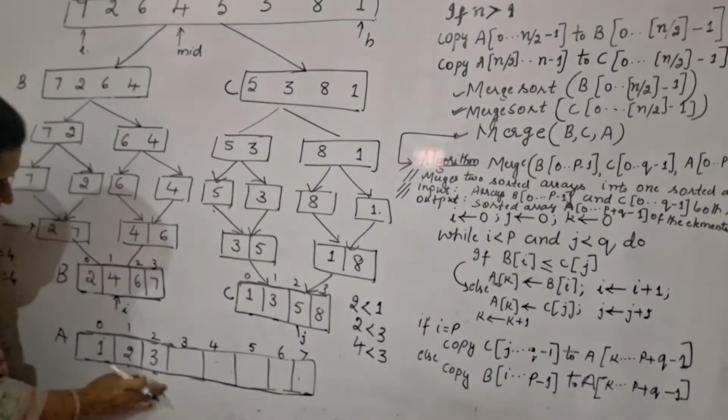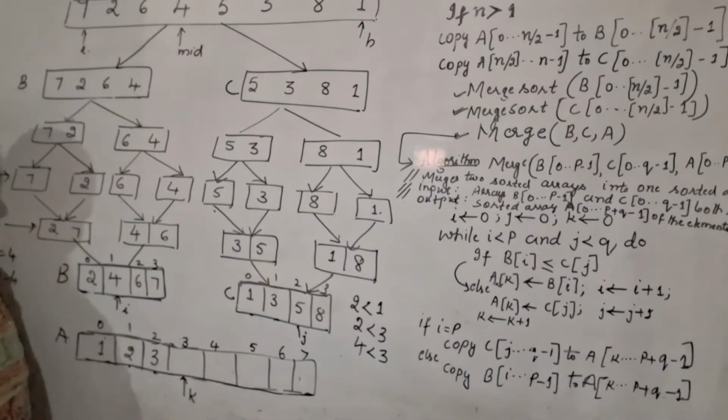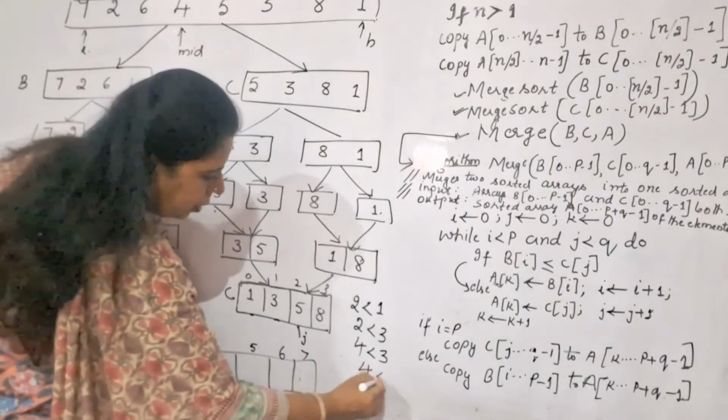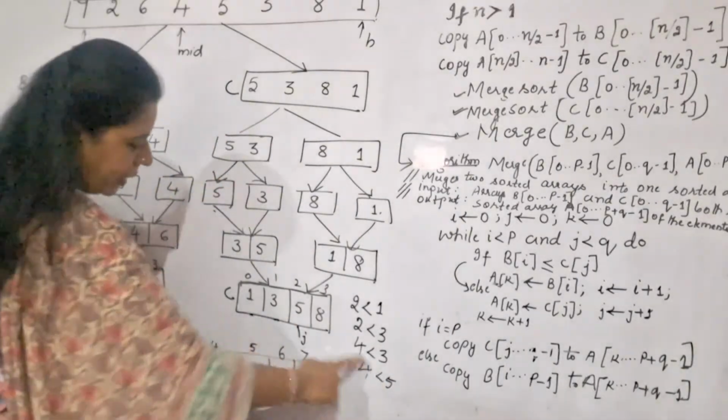After you copy, increment what? The K pointer. K will be pointing to this location. Once again continue with the while loop. Whether 4 is less than 5. Now you are checking with what? This element 5. Whether 4 is less than 5, yes, it is true.